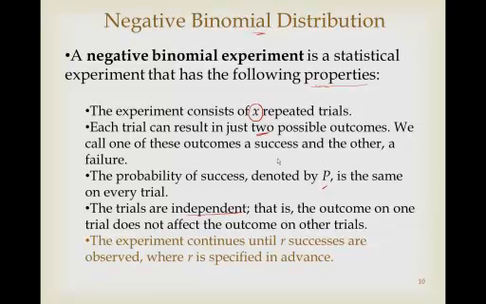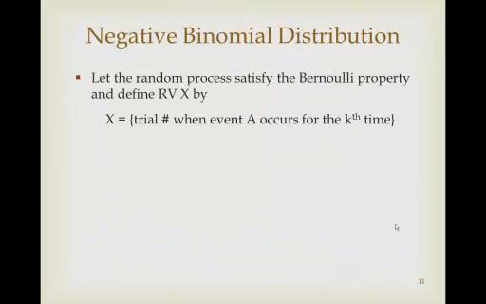About the only thing that's different from the binomial is, remember before we had n altogether, but now we're just having X repeated trials. And the experiment continues until R successes are observed, where R is specified in advance. So we're looking at something that's pretty close to binomial, but not quite there. But I'm going to show you so you can see more clearly what we're talking about.